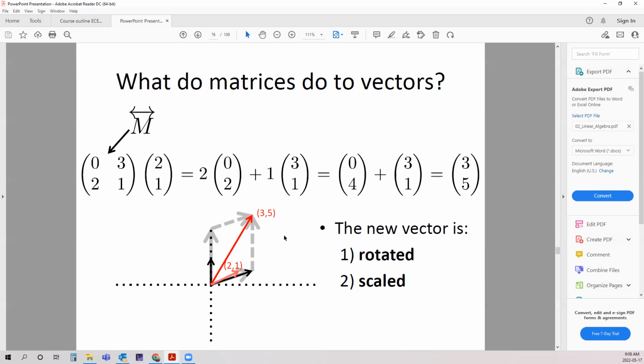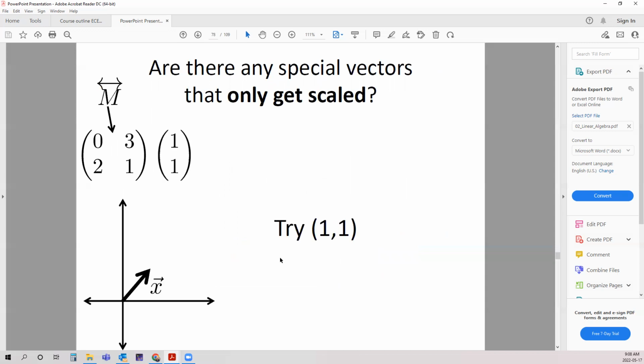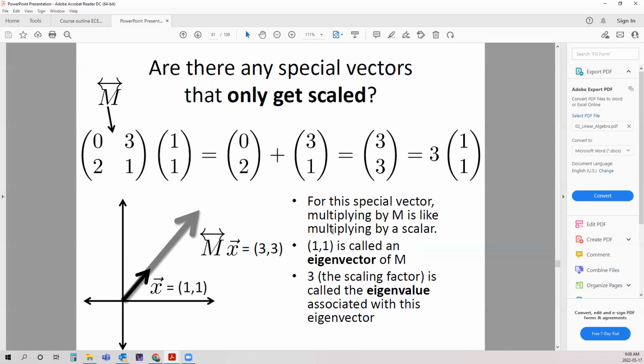So the new vector is rotated and scaled. Are there any special vectors that only get scaled? If we have the matrix [0, 3; 2, 1] and try the vector [1, 1], so x equals [1, 1], then we end up with [3, 3]. So it's scaled also. For this special vector, multiplying by M is like multiplying by a scalar.